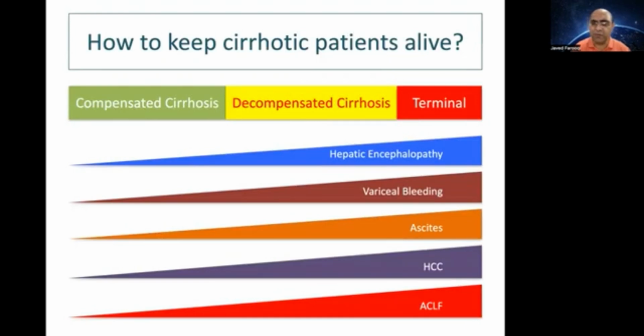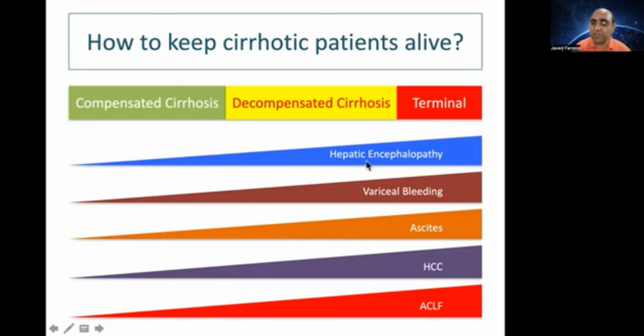Another concept which I would like to get your attention on is that the cirrhotic patient has three main stages. One is the compensated cirrhotic stage, which extends for 10 to 12 years. Then the decompensated cirrhotic stage, where the lifespan is on average 2 years, and the terminal stage, when the life expectancy is less than 2 months.